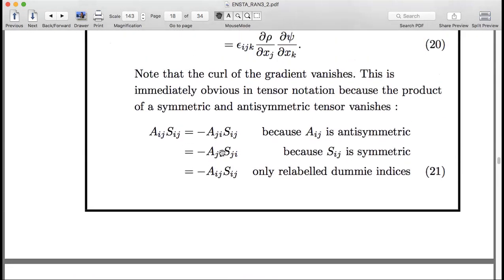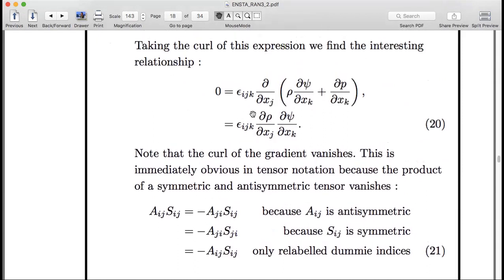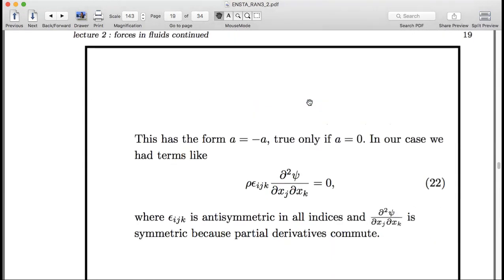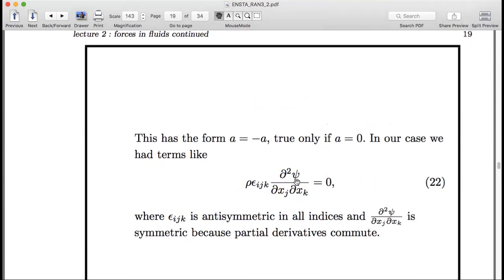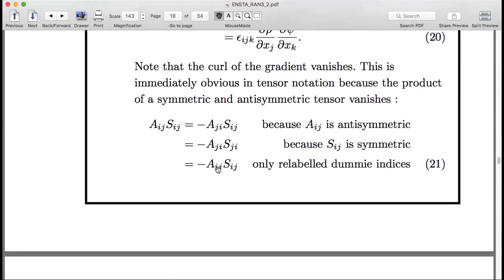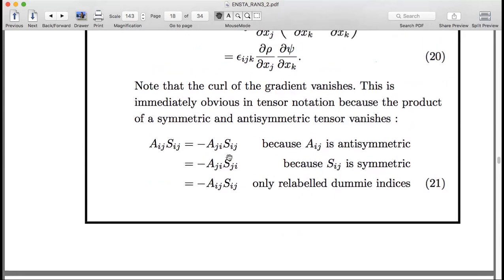I can express this in terms of properties of tensors, if you like: epsilon ijk is antisymmetric in j and k, and this quantity here, the second derivative of psi with respect to xj and xk, is a symmetric tensor. So the product of the two summed over all indices equals 0. That's a general rule about products of this form.